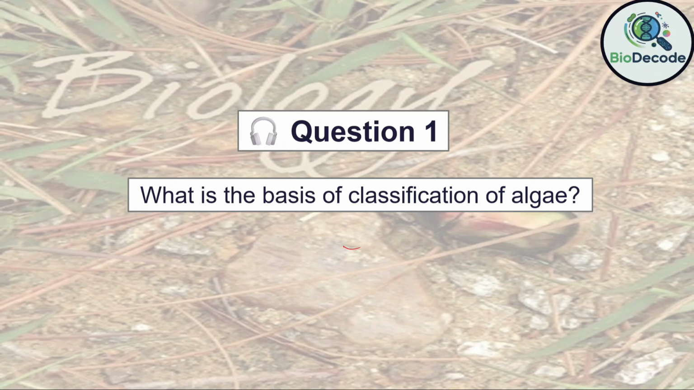In chlorophyceae, we find chlorophyll A and B, and they store starch as reserve food. In phaeophyceae, or brown algae, chlorophyll A, C, and fucoxanthin are present, giving them a brownish color, and they store laminarin and mannitol. Whereas rhodophyceae, or red algae, have chlorophyll A and D, along with phycoerythrin, and store floridean starch. So, in short, algae are classified based on pigment composition, storage products, and cell wall structure.